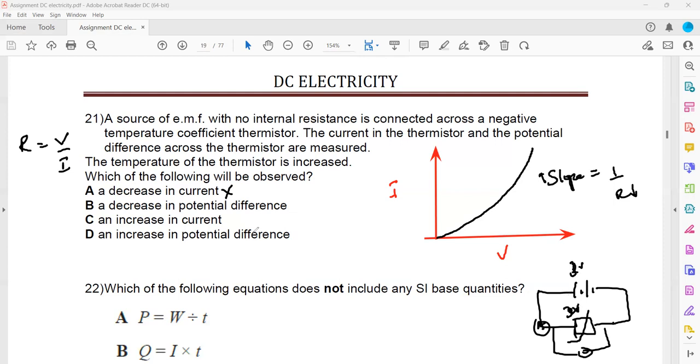The change in the potential cannot be an answer, increase or decrease, because that is what we are changing. If we change the battery, the potential will change. If we increase the voltage, the potential will increase. If we decrease the voltage or EMF, the potential will decrease as well. But what will happen? As the resistance is decreasing, the current will increase. So that's why C is the right answer. Is it clear? Question 21.